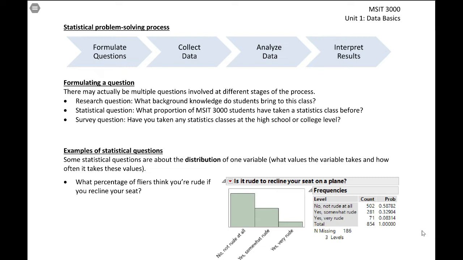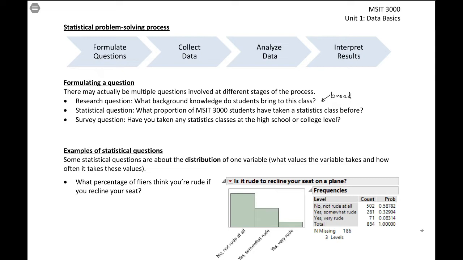Okay, so we're going to start with formulating a question, and there may actually be multiple questions involved at different stages of the process. So let's say that I had a broad research question about students' background knowledge. What background knowledge do students bring to this class? That's so broad that it's going to be hard to answer, right? Am I going to ask a survey question and am I going to give people a test? How am I going to find that out?